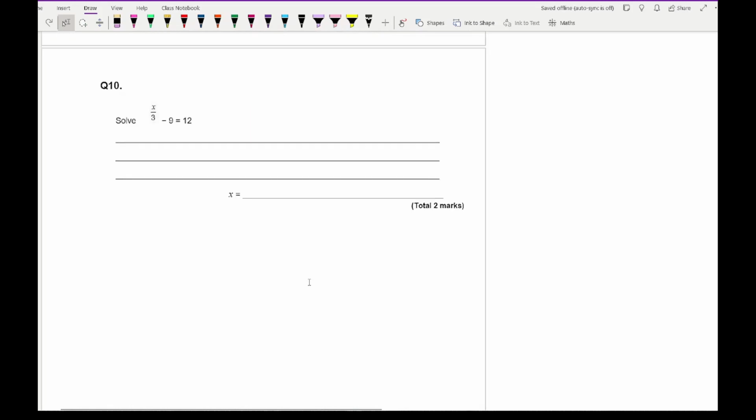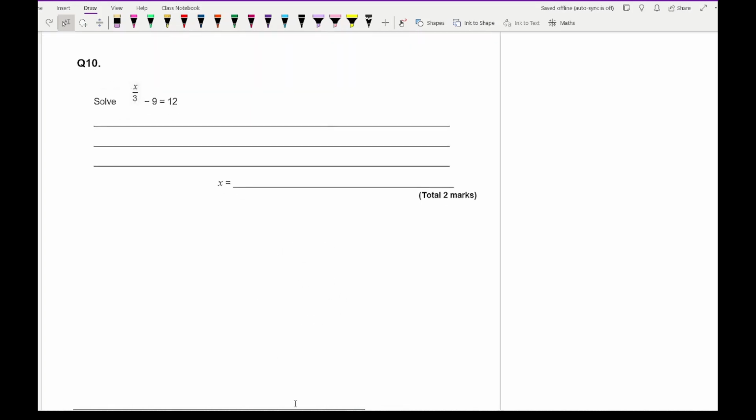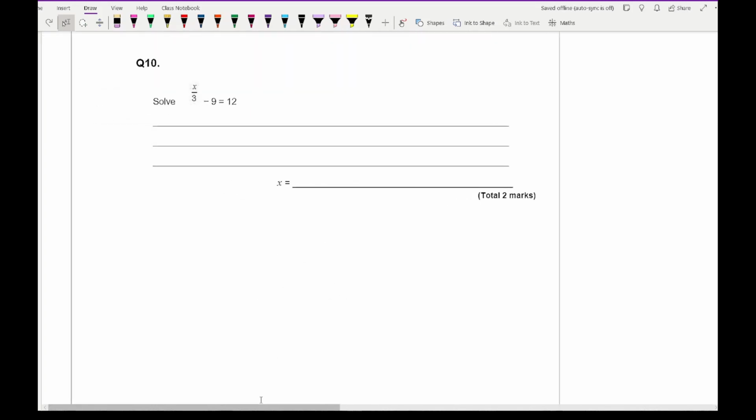Moving on to question 10. So again, we've got another solving equations question, but this one involves a bit of a fraction. Now, again, the same thing, I want to get rid of this -9 first, so I add 9. So here I've got x over 3 equals 21. Then I need to get rid of this 3. Now this 3 is dividing, so I need to multiply it by 3. So it's going to be 21 times 3, which is 63.